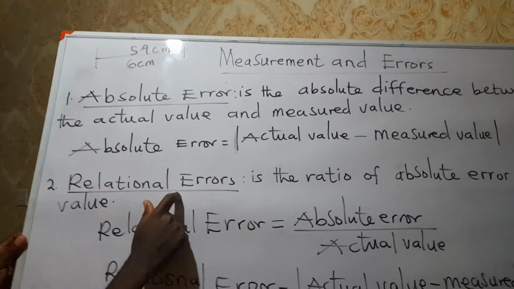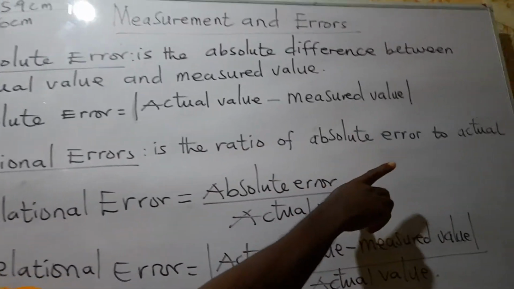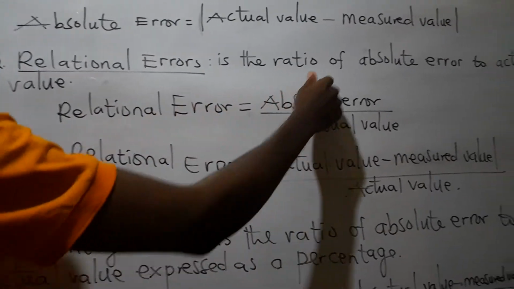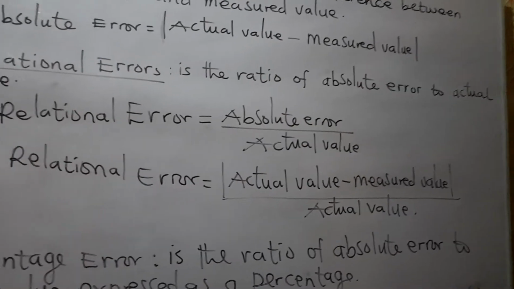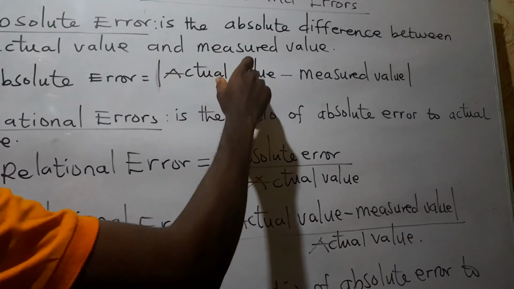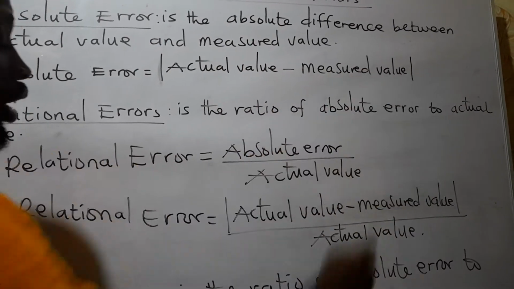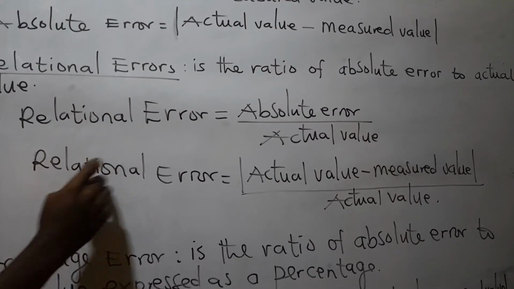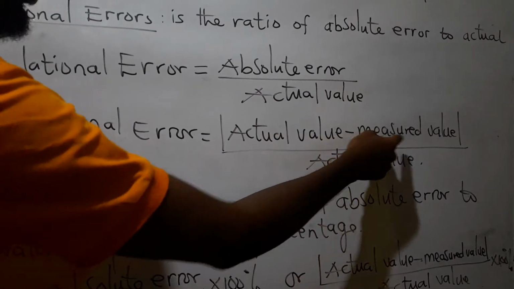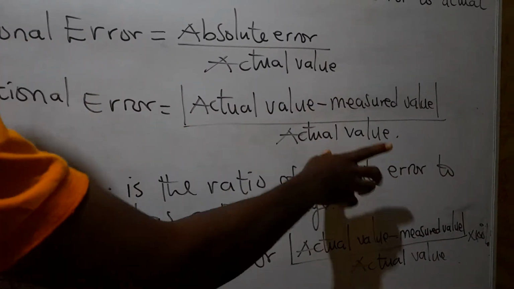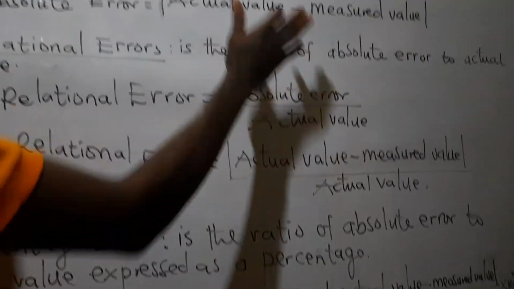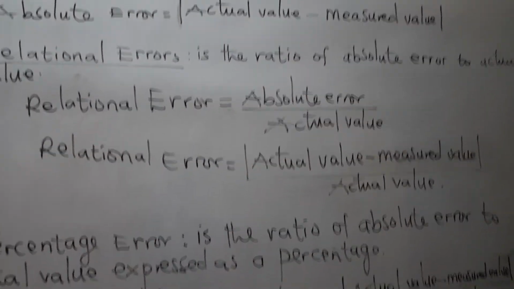Then the relational error is the ratio of the absolute error to the actual value. So we say relational error is absolute error over actual value. Remember, absolute error is the absolute value of actual value minus the measured value. So we can also say that the relational error is equal to the actual value minus the measured value, all over actual value. Since absolute error is this, we can replace this by that.